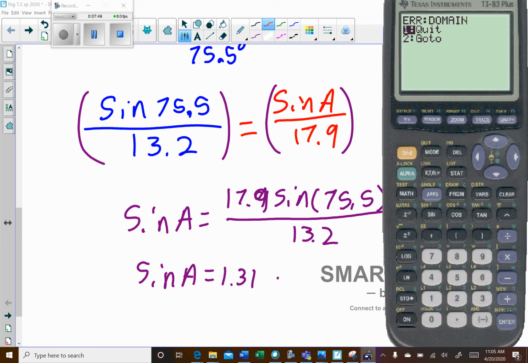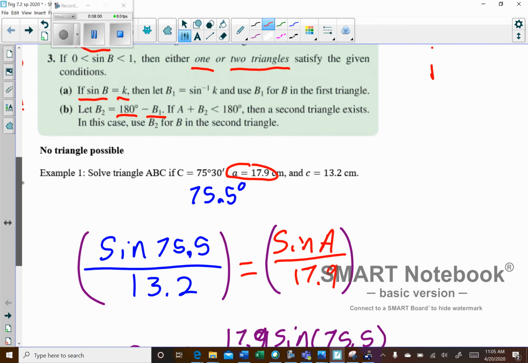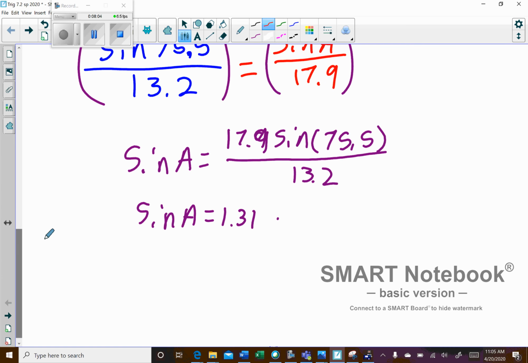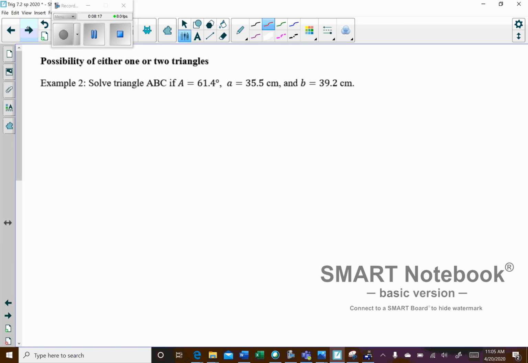So even if you're kind of unsure on what you're doing, once you get here, it's going to be pretty clear that that's not going to work for you. Okay, so that's our example of no triangle possible. So you do your law of sines, and you end up with sine of whatever your angle A, B, C, whatever you're dealing with, and you have a value greater than 1. All right.